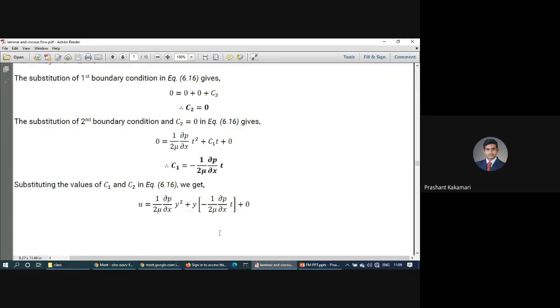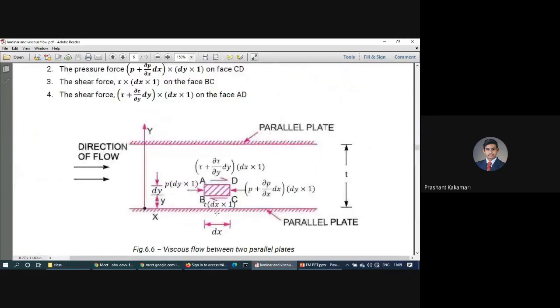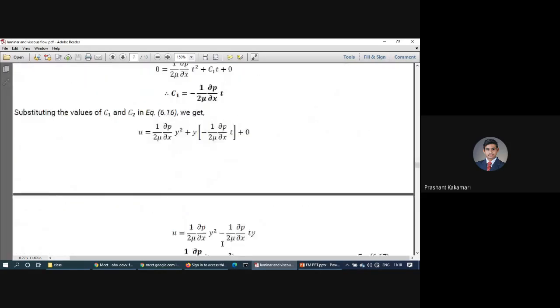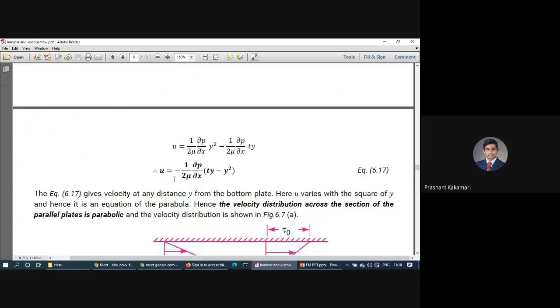And this y, you can again observe here if you are getting confusion. This is dy, up to this point, up to this surface of the element that they have considered, small y. And t is the total distance between the two plates. So either you can write this as capital Y, this as small y. After deriving, they found the velocity equation as 1 by 2 mu dou p by dou x into (t y minus y square).